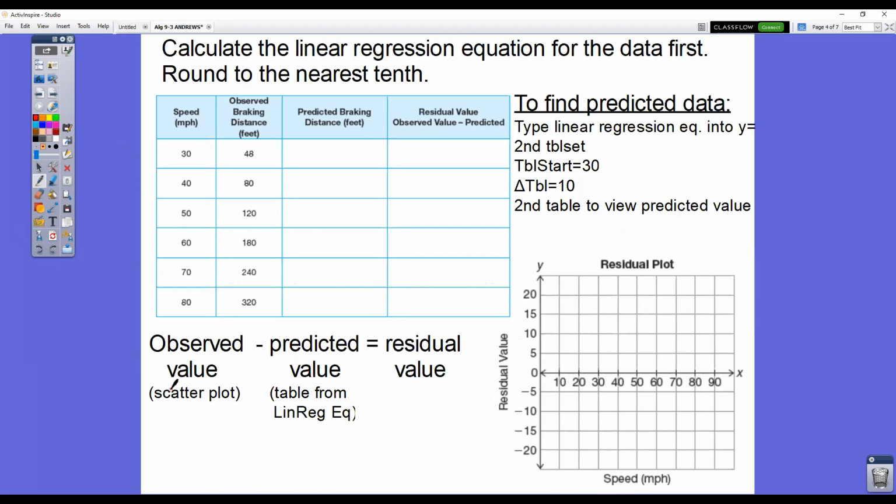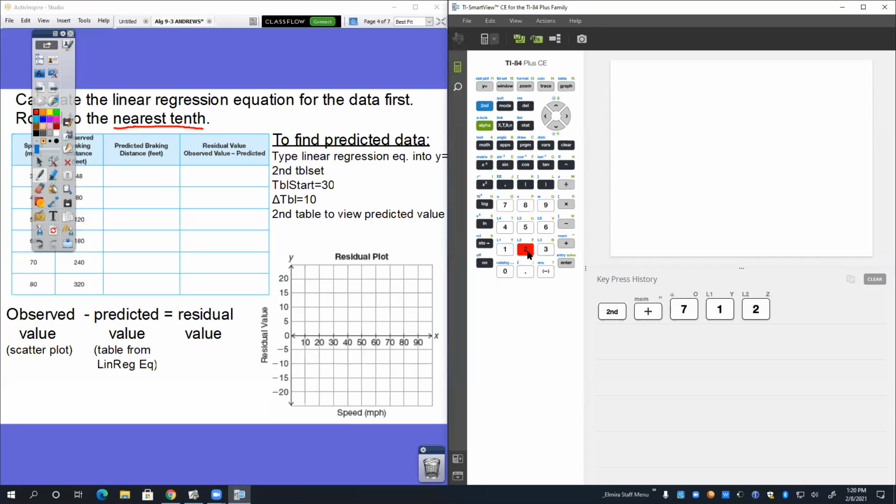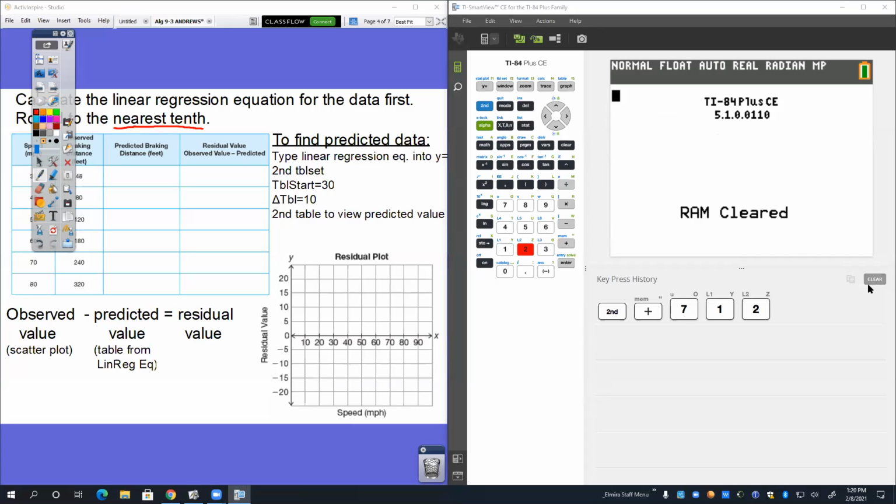So today what we're going to do is calculate and draw our residual plots by hand, all right? First we're going to calculate the linear regression equation for the data. Notice that these directions say that we're going to round to the nearest tenth. So on your calculator, the first thing that I would suggest doing is clearing your memory. Second plus 712 to clear your memory, all right?